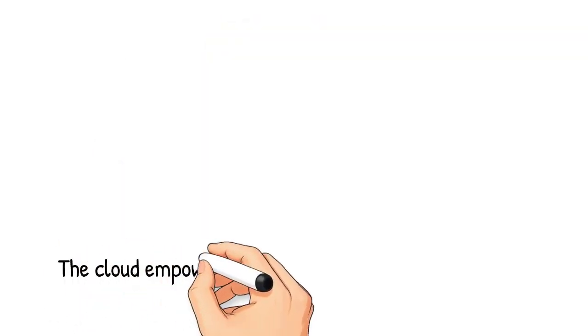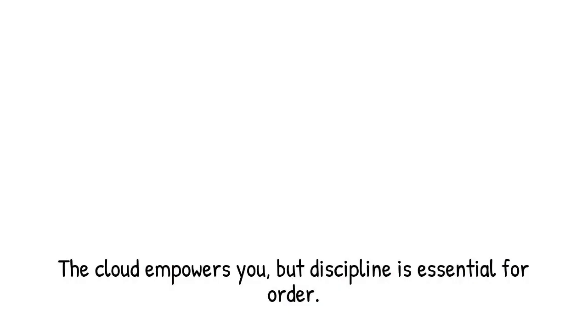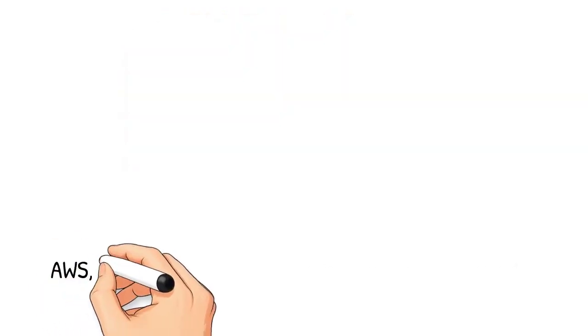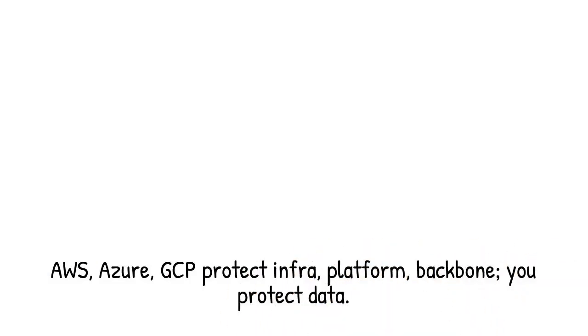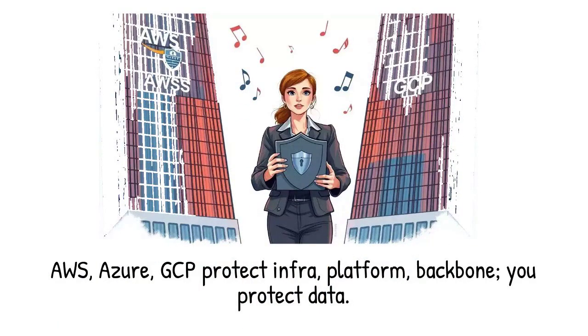The cloud gives you power, but power without discipline becomes chaos. The shared responsibility model is not a burden. It's a partnership, a promise, a blueprint for resilience. The music rises. AWS protects the infrastructure. Azure protects the platform. GCP protects the backbone. But only you can protect your data.